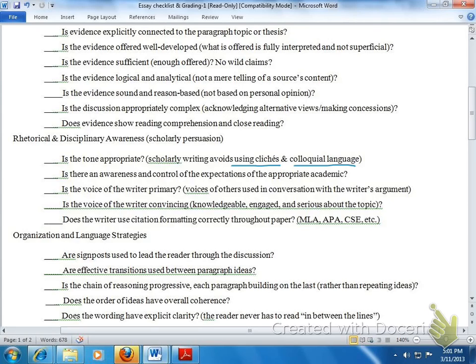Is the voice of the writer primary? What do I mean by that? Yeah, not letting your sources overtake it. What might that look like in a paper? If you're reading someone's paper, how can you tell if the voice is primary versus becoming secondary? What are some of the things that'll stand out to you pretty fast? Lots of quotes, exactly. One of the ways to gauge this is to look for how much quoted information is used versus paraphrasing, especially lots of big block quotes.